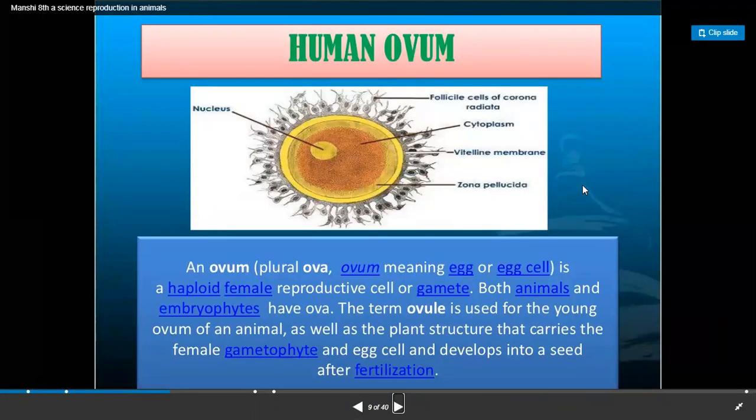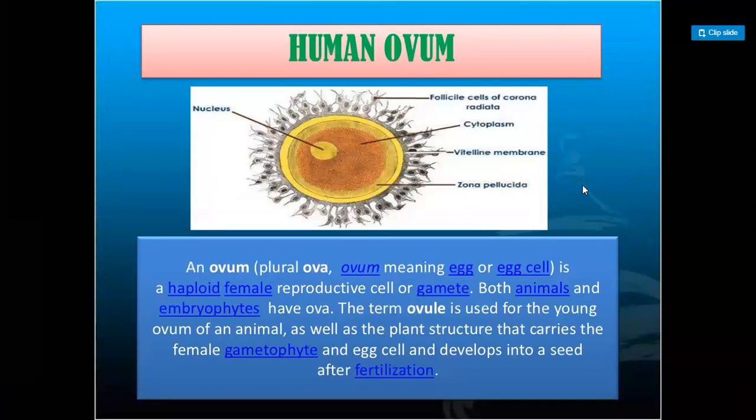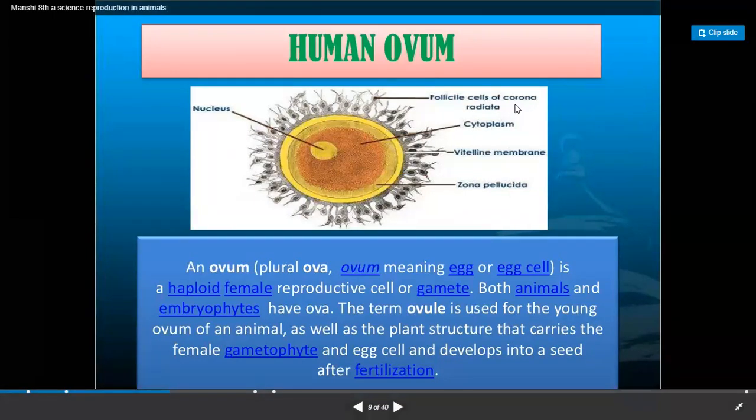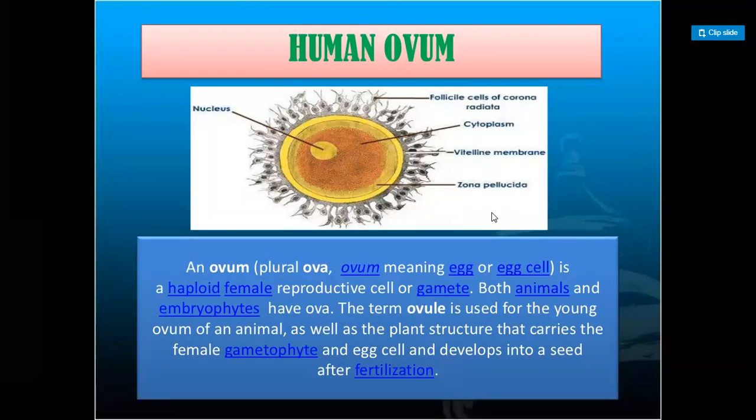Human ovum. You can see here in the structure, cytoplasm is there, nucleus is there. These are the follicle cells of the corona radiata. The plural of ovum is ova, meaning egg or egg cell. It is a haploid female reproductive cell or gamete. Both animals and embryophytes have ova. It is used for the young ovum of an animal as well as the plant structure that carries the female gametophyte and egg cells and develops into seed after fertilization.